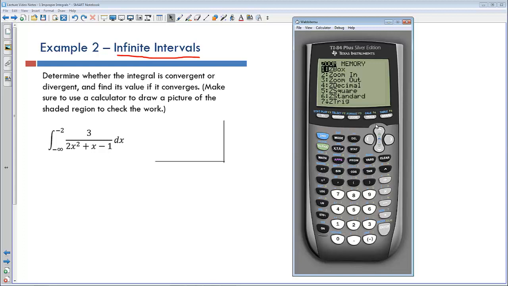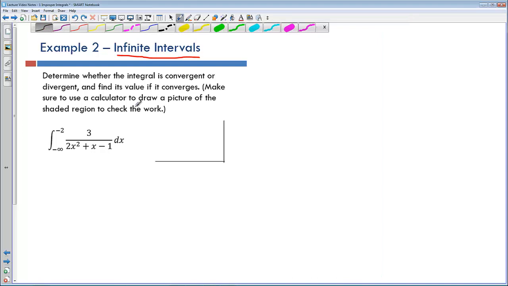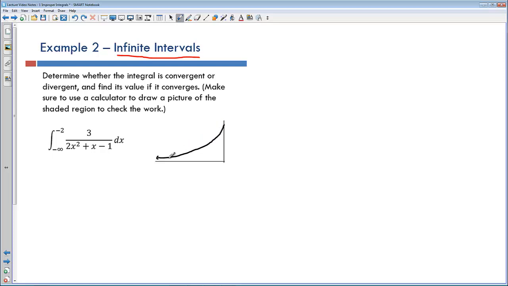I'm going to go to zoom and hit zoom fit. And when I graph this on my paper, I'm just going to use this as a sketch of what's happening. You can see that it starts here and goes up. So I'm going to start down here, and it's going to go up to right here. And so I went from negative infinity to -2.